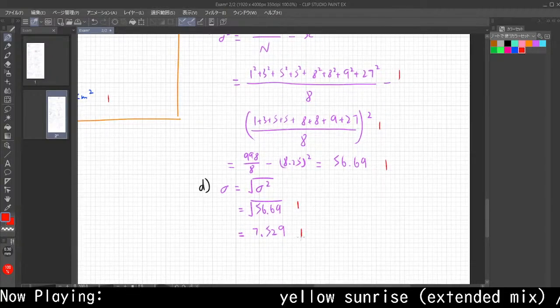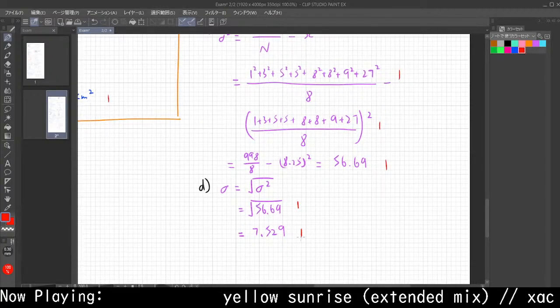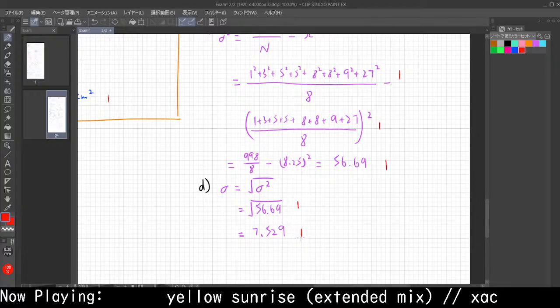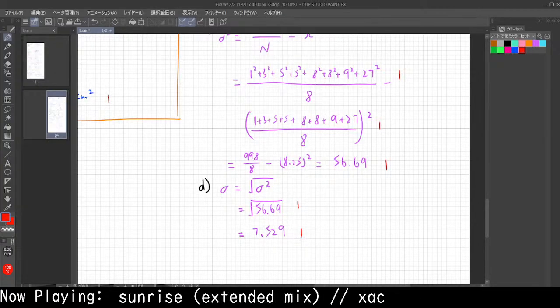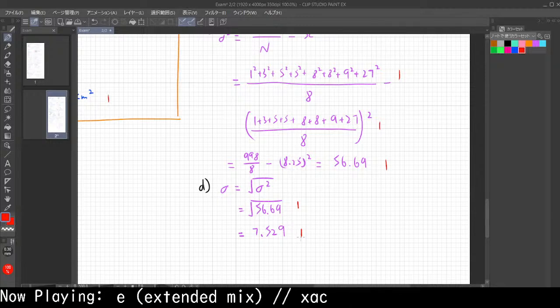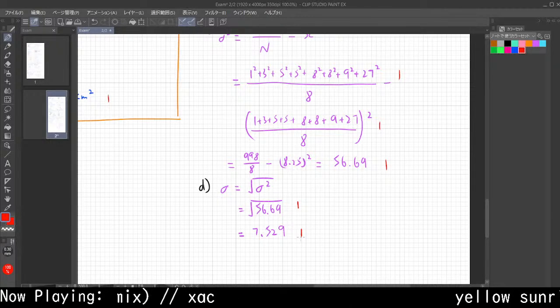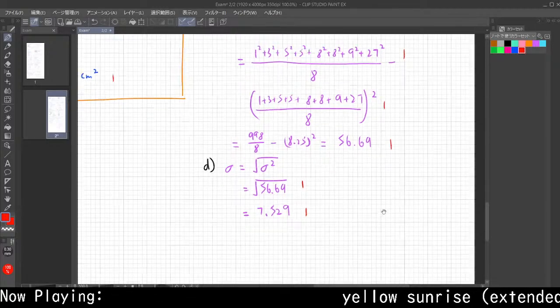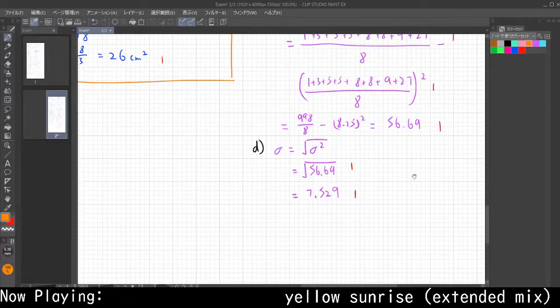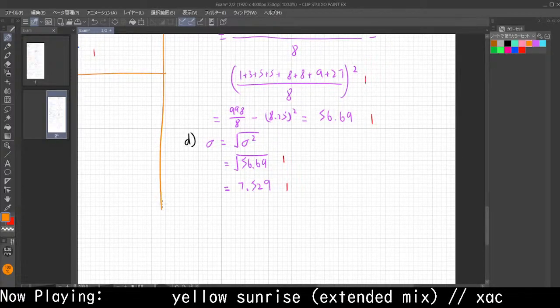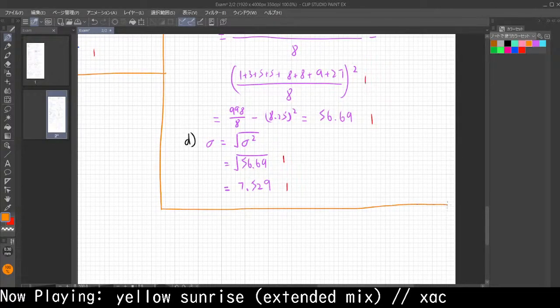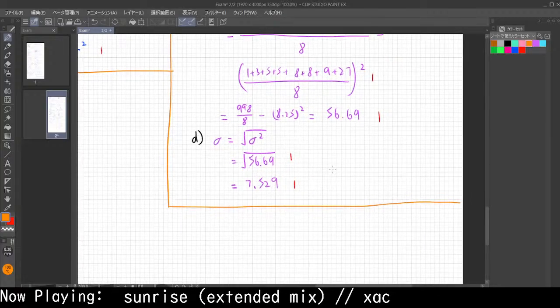If you get any differences in the decimal points, it will be fine, unless you are actually wrong. If it's only a difference in how many decimal points you take, it's totally fine, as long as you are confident that your workings are correct. Then you'll be fine no matter what. So that will be Q14.